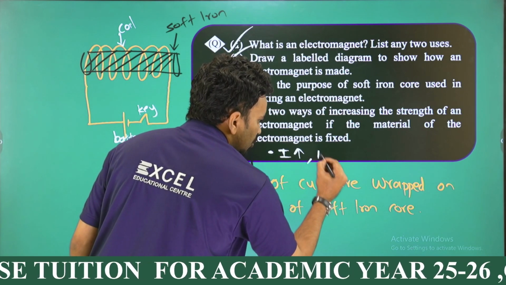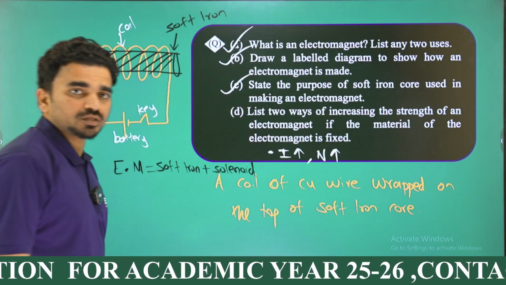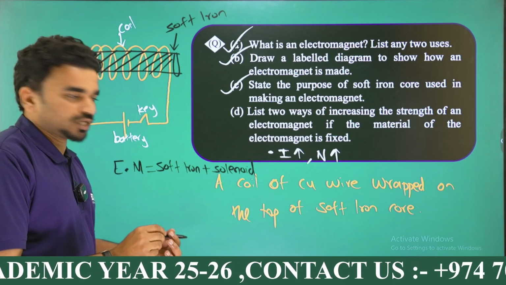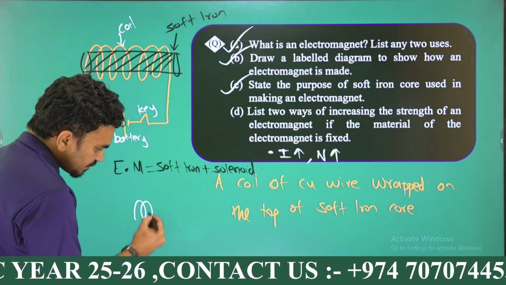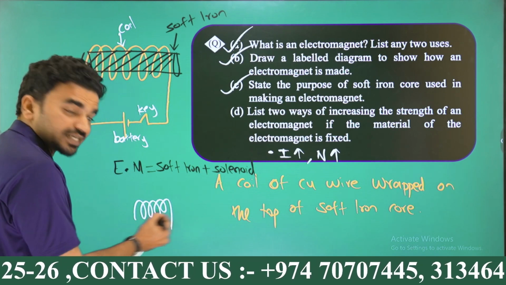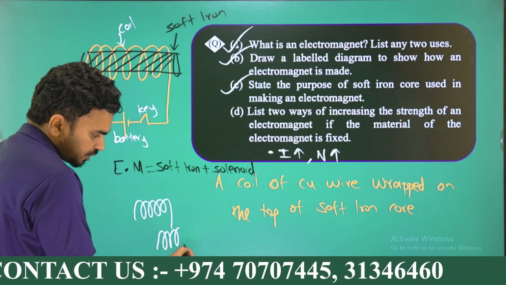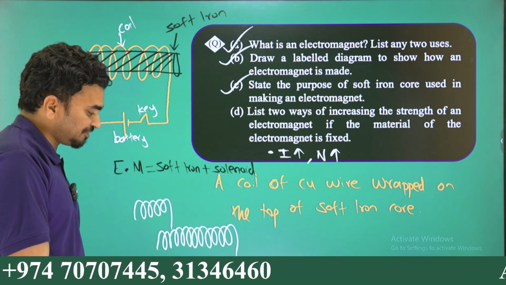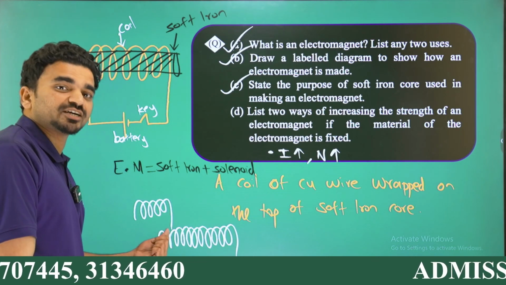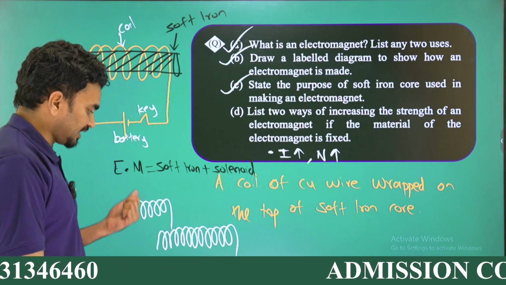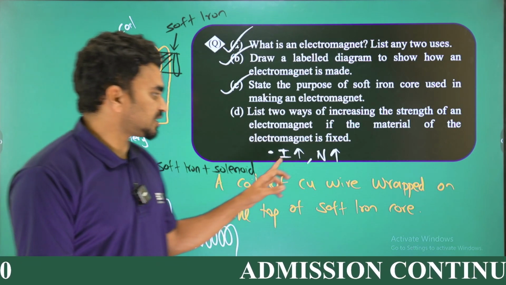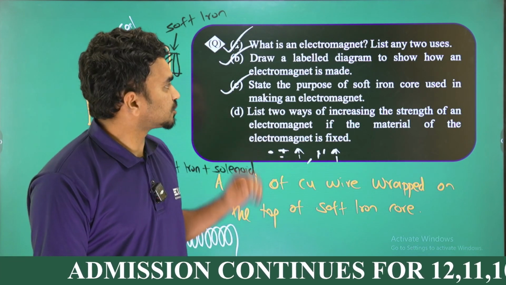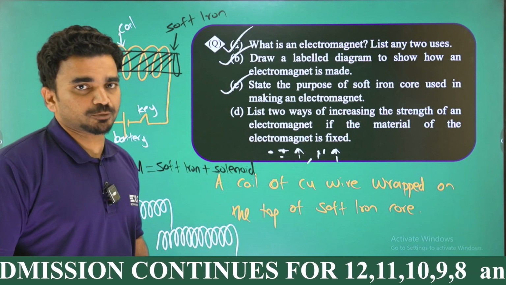Then what's another idea? Increase the number of turns. You can make a short solenoid which contains fewer turns, and you can make a solenoid containing many turns. What's the difference? This acts like a very strong magnet, and this is like a weak magnet. So what are the two ideas? Increase the current, increase the number of turns. That's the idea, okay? It's one of the previous year questions. Keep this in your mind.